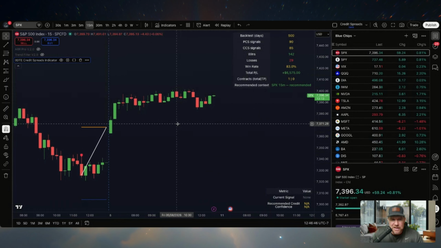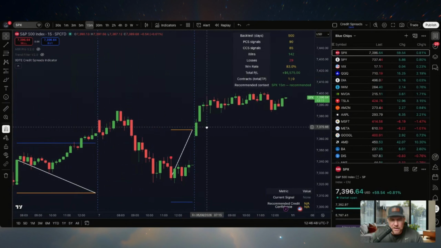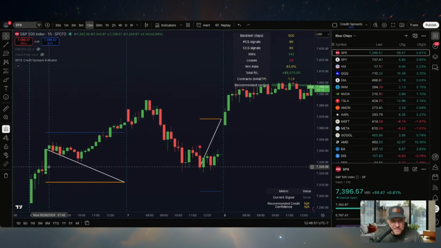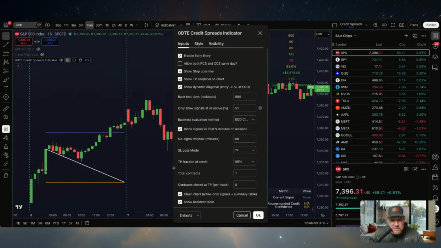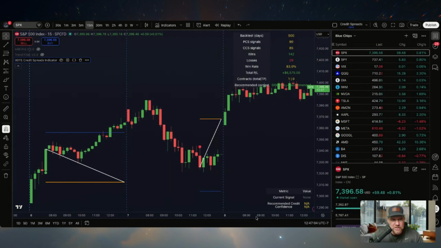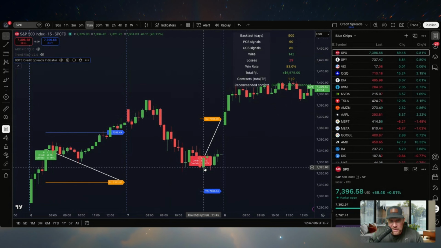But we can see that when the market does move, and it is 51% or higher, our signals are much stronger, much more confident. This is the clean chart version. If you want to see all the information right there on the chart, you can flip it to that version. So you can see here at this day, it was 60% confidence towards the end of the day, and you can see it worked out.